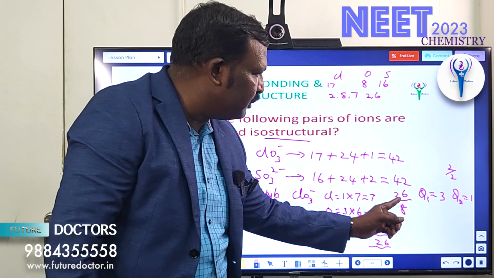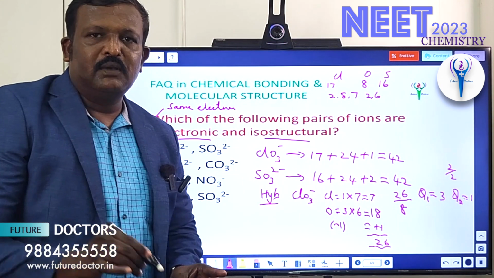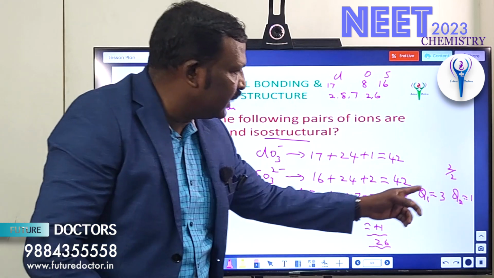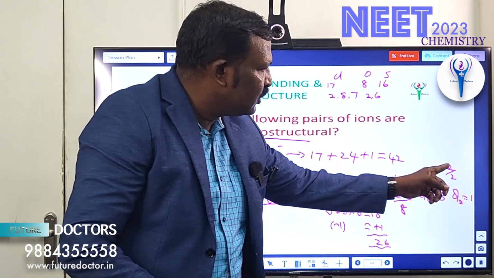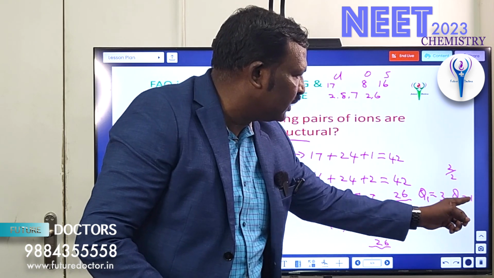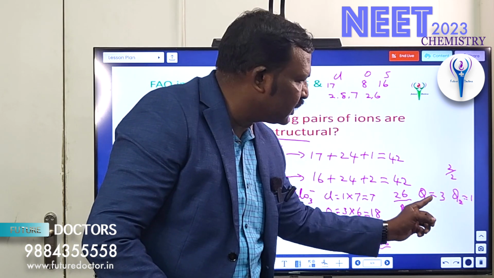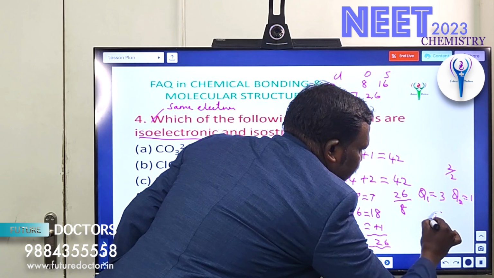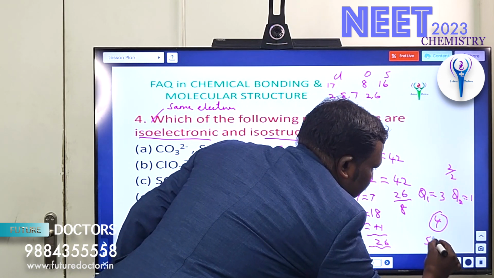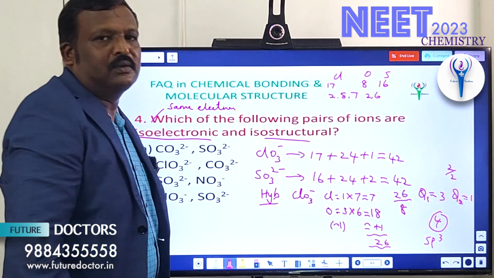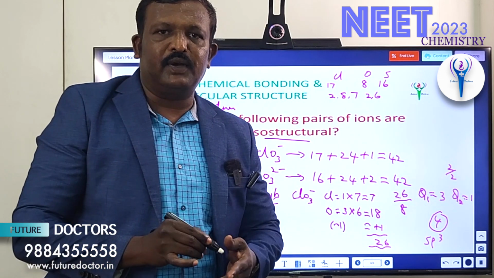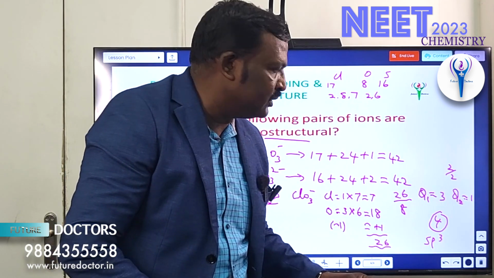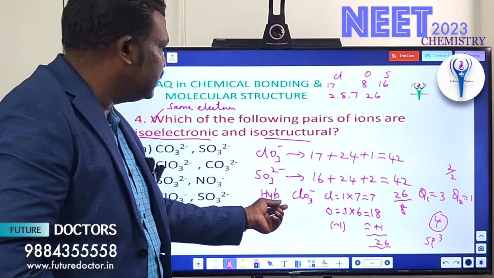We have remainder. If you have any remainder 0 or 1, leave it. But if you have remainder 2, 3, 4 like that, you have to divide it once again. We processed the remainder 2 by 8 and got quotient 1. Add the two quotients: 3 plus 1, we have 4. 4 means sp3 hybridization. Last time we got 5, that's called sp3d. But here 4 means sp3 hybridization. So in ClO3 minus we have sp3 hybridization.